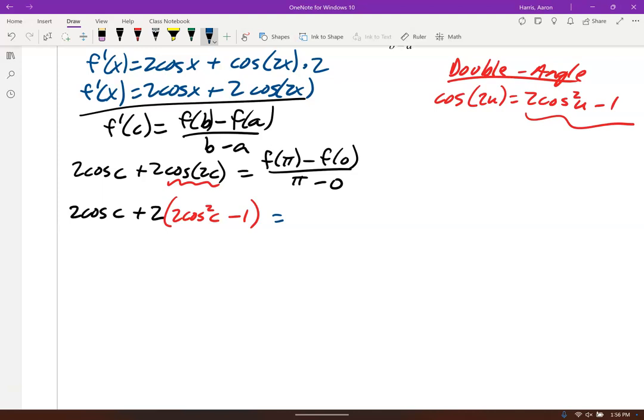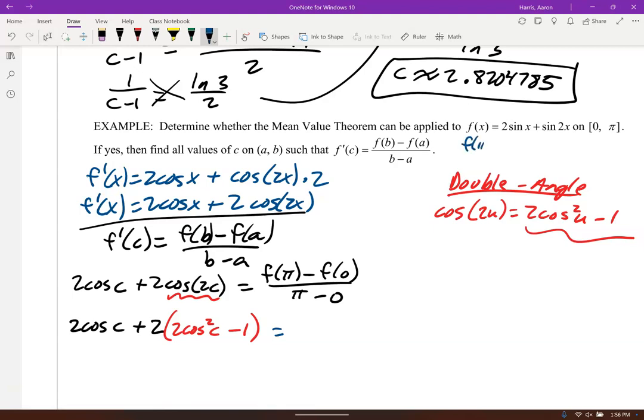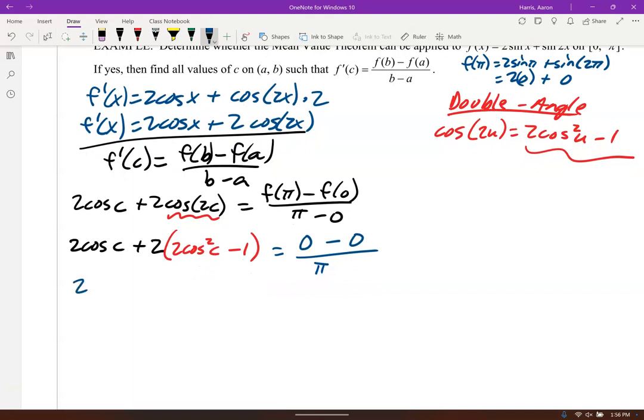equals f of pi. So let me go over here. Let's see what pi gives. Let me plug pi in. I got 2 sine of pi plus sine of 2 pi. Well, sine of pi is 0. Sine of 2 pi is 0. Looks like that just ends up being 0. Minus f of 0. I plug 0 in now and I get 0 again, over pi minus 0. So it looks like I just got 0 on the right hand side. So I got 2 cosine c plus, let me distribute that, 4 cosine squared c minus 2 equals 0.